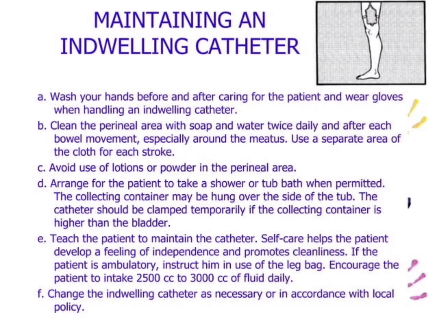Arrange for the patient to take a shower or tub bath when permitted. The collecting container may be hung over the side of the tub. The catheter should be clamped temporarily if the collecting container is higher than the bladder. Teach the patient to maintain the catheter. Self-care helps the patient develop a feeling of independence and promotes cleanliness.